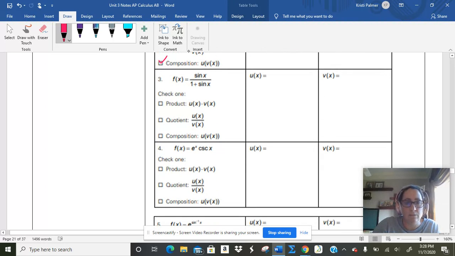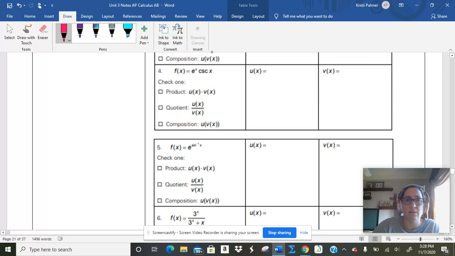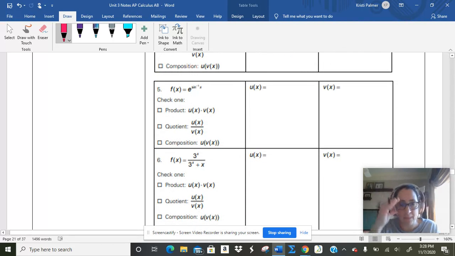Okay, number 3. This is my quotient rule. So the numerator is sine x, and my denominator here is 1 plus sine x. Okay, number 4, think through this. This is a product rule. The first is e to the x, and the second is the cosecant of x.